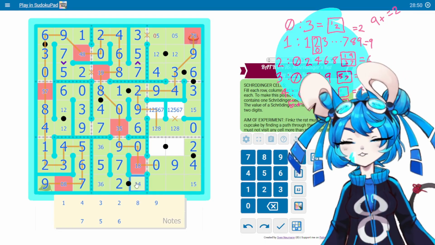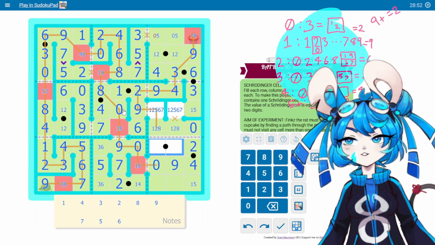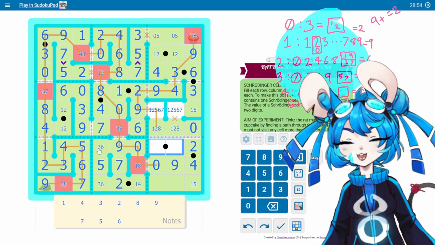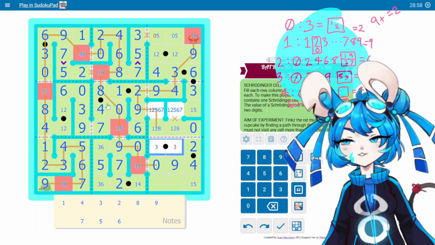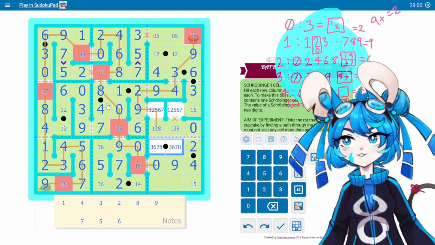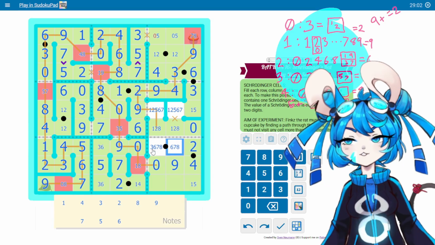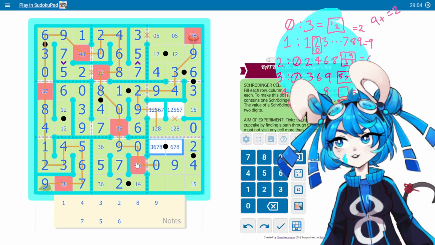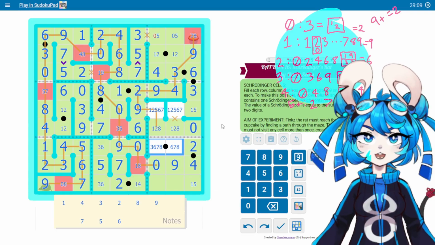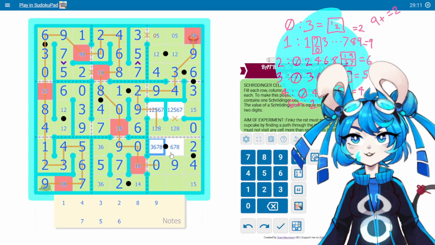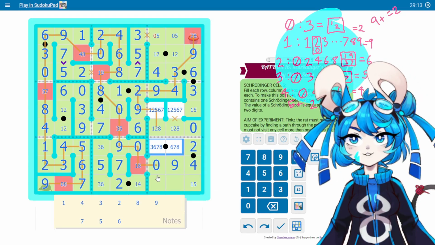Let's see. These 2 digits, which are actually 4 digits, are 3, 6, 7, and 8. And one of them is going to be a Schrodinger cell. So that's going to be weird. I don't think this can contain a 3. Well, it could if it's a 3, 7.